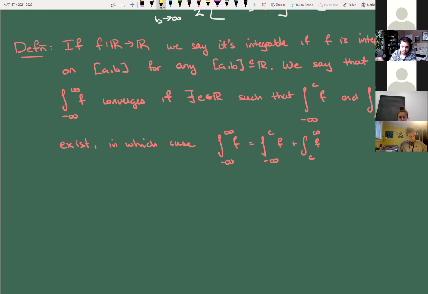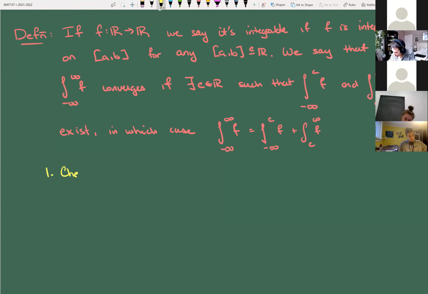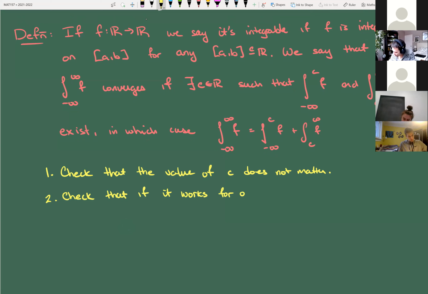But that being said, that comes with a cost, namely that we need to check two things. One, that the value of C does not matter, in the sense that if it works for one C, it'll work for any other C. And two, check that if it works for one C, it works for all C. I'm going to leave these proofs to you. They're very straightforward to do.